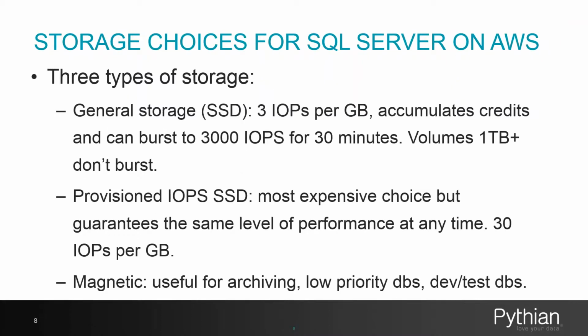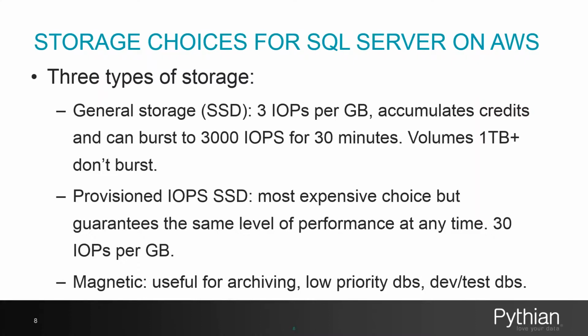Okay, so let's go over now the storage choices for SQL Server on AWS. Now remember, you pick 2 different things, right? You pick an instance model, and that's going to be either the compute, the memory, or the storage optimized, and then you pick the actual storage that goes under your virtual machine. And there are 3 different types of storage volumes that you can create in AWS.